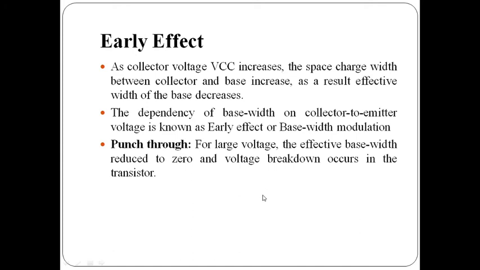The next important concept we are going to see in a common base configuration is called the early effect. So what is the early effect? As the collector voltage VCC increases, that is when the reverse bias voltage increases, the space charge width between your collector and base also increases, which in turn results in the effective width of the base decreasing. As the base width decreases due to the collector voltage, we normally call this the early effect or base width modulation.